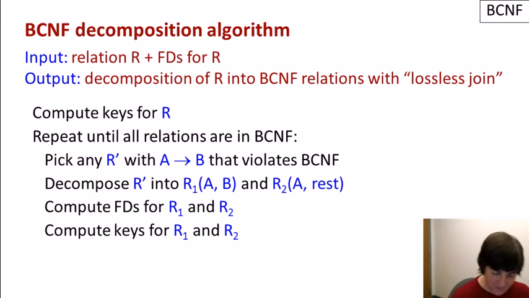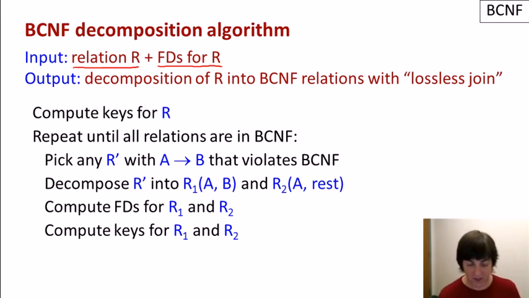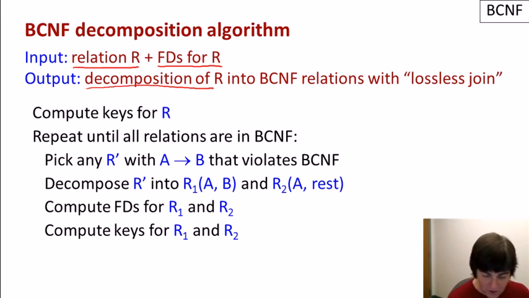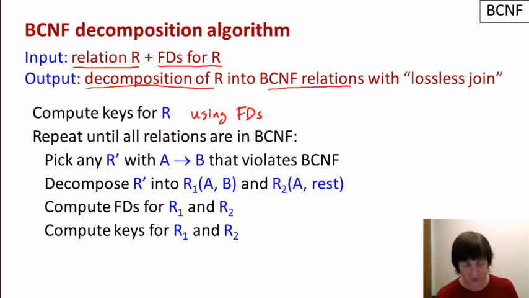So here's the algorithm. The input is a relation R and the set of functional dependencies for that relation, and the output is going to be our good decomposition into good relations. So let's just go through it step by step. The first thing we're going to do is compute keys for R, and we're going to do that using functional dependencies as we've seen, and we saw the actual algorithm for doing that in a previous video. And then we're going to start doing the decomposition process. And we're going to repeat the decomposition until all of the relations are in BCNF.